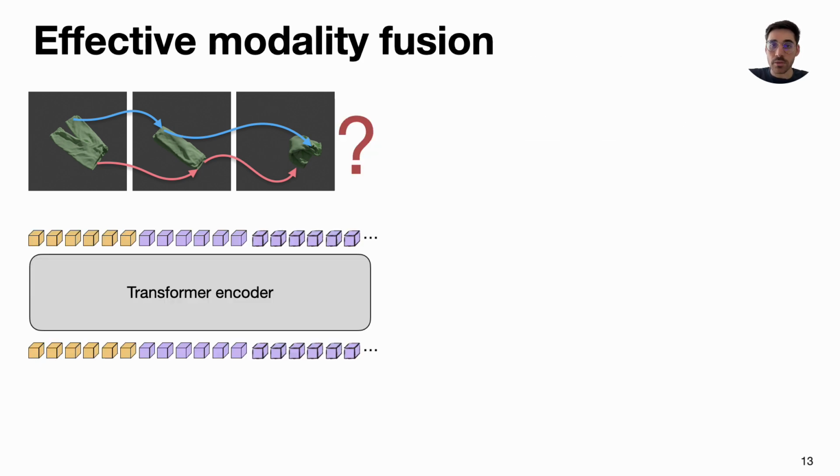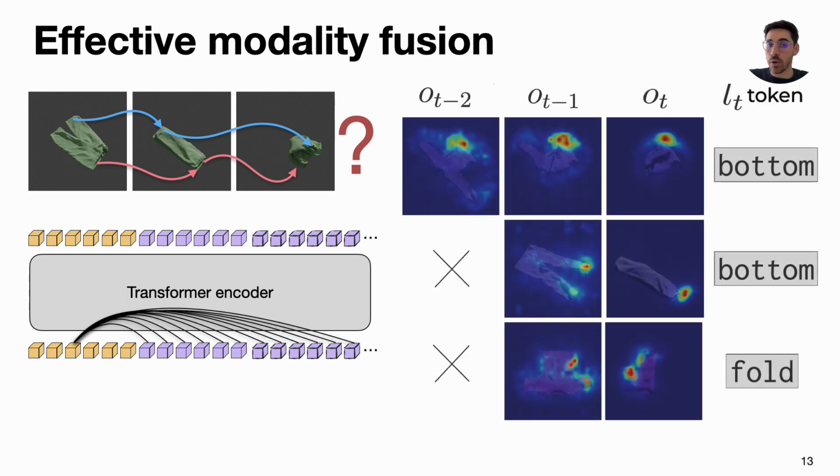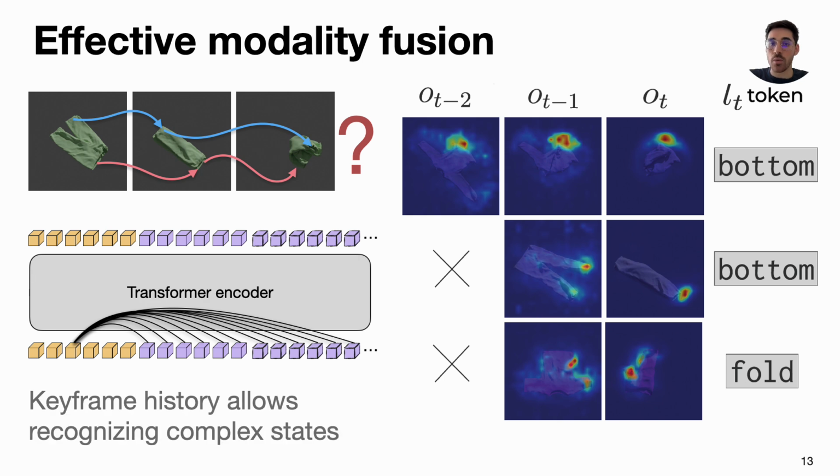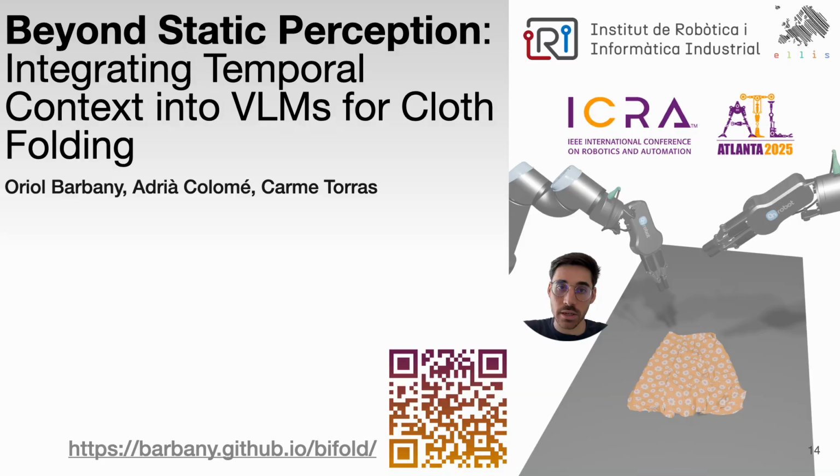We go deeper into the model and take a look at how the visual tokens interact with a fixed language token. We take keywords such as bottom and fold and see that not only do the attention maps focus on the semantically relevant parts, but they also do so consistently across keyframes. Therefore, we have further evidence that keyframes enable recognition of complex states through implicit matching.